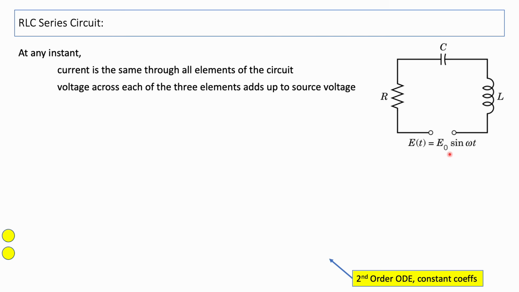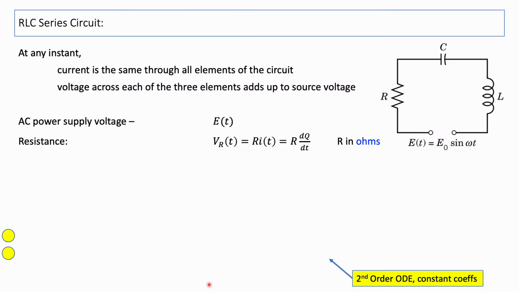And here we have an alternating current. The battery gives you fluctuating current, like the outlet in your wall. AC supply voltage is E of t. The voltage drop across the resistance is simply IR, current times resistance, which is Ohm's law. But as we've discussed many times before, the current I is the derivative of charge in the capacitor. The rate of change of charge in the capacitor equals the current that's flowing into it.